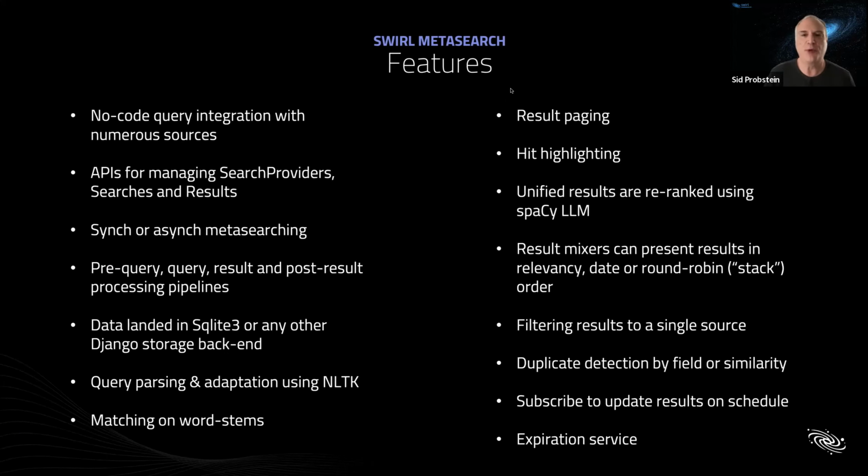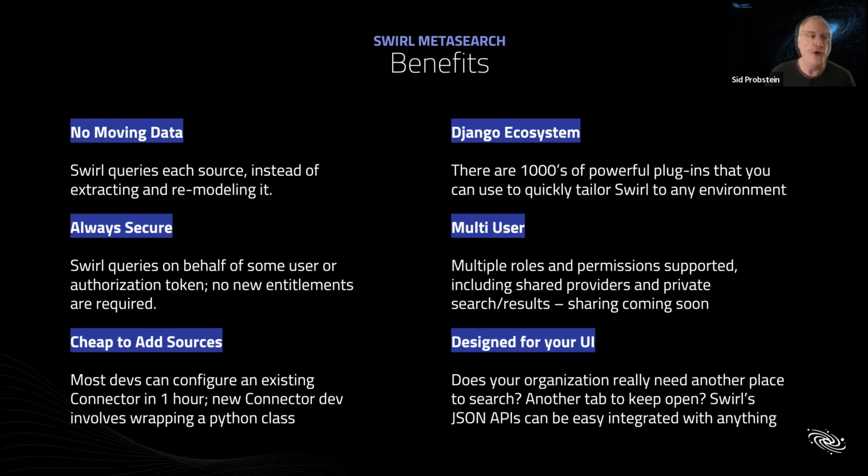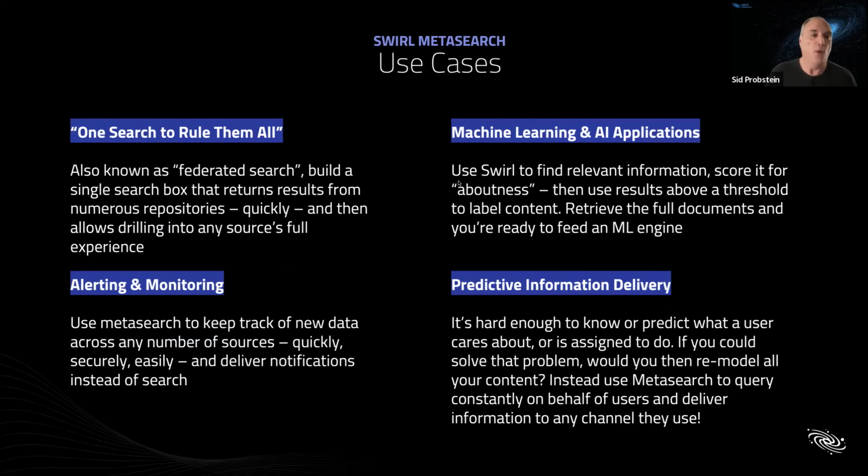Along with the expiration service, it can be used for a range of different kinds of applications in the enterprise and solving numerous different problems like one search box to rule them all, or whether you're doing machine learning and AI applications, building push systems, or predictive information delivery. Swirl is designed to make it all happen without moving the data. And I think that really changes the effort level, right, and how you would consider a particular project, even if you would do it at all.